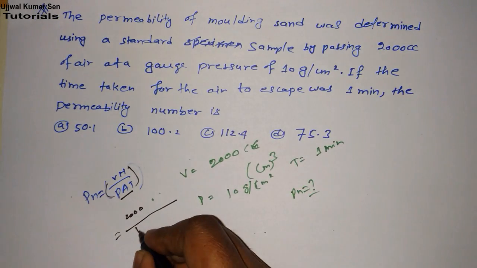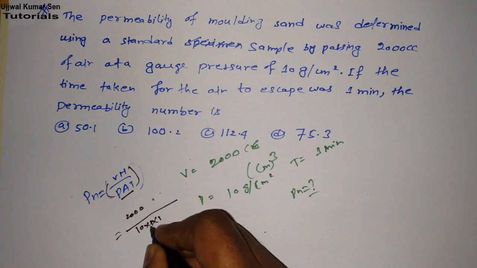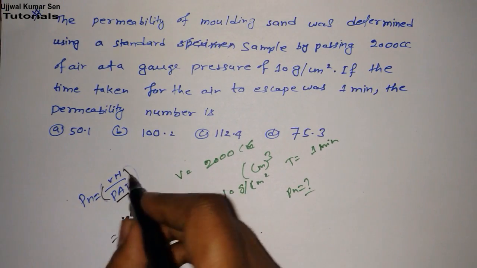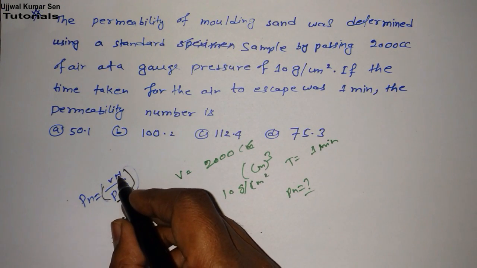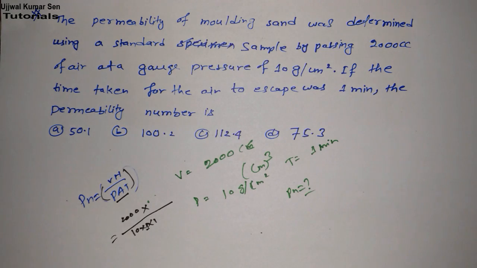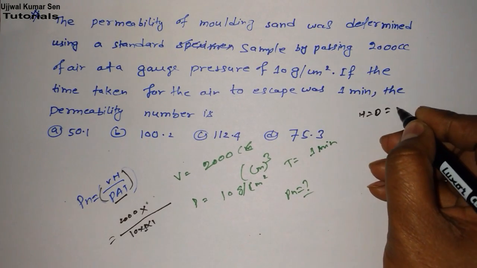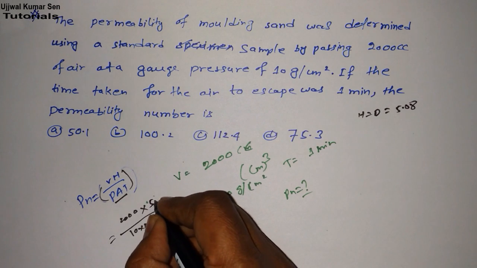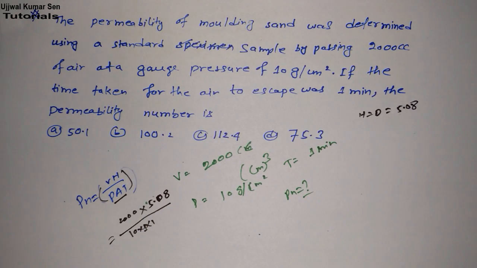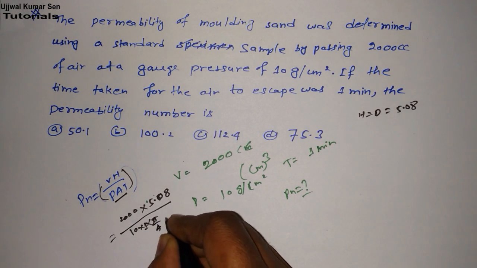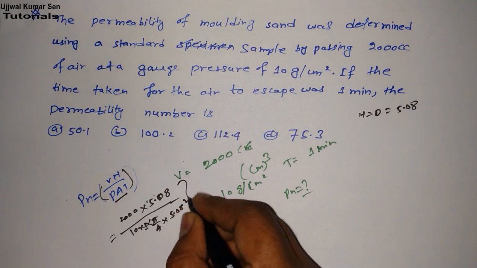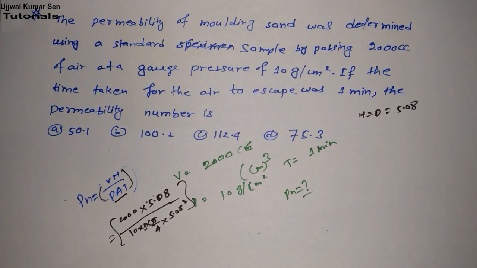Now P is given as 10, area is not given, time is given as 1, so area we have to find out, and V we have given, then we have to find out H. As I have already shared with you, H and D, H is equal to D is equal to 5.08. Area is equal to 5 by 4 into D square, 5.08 square. This is how you can get the information you require.